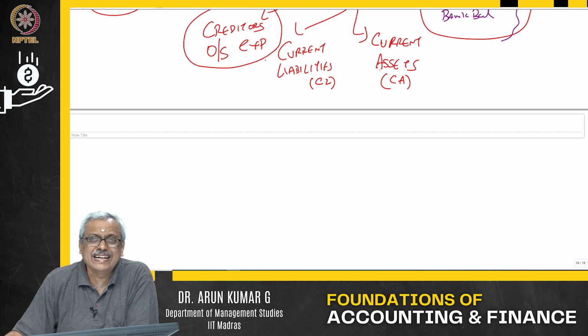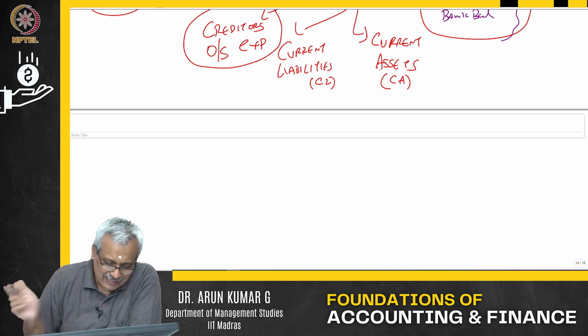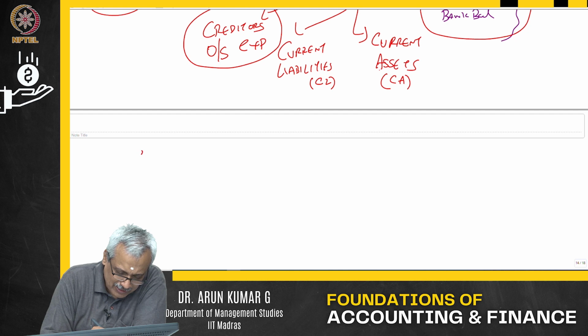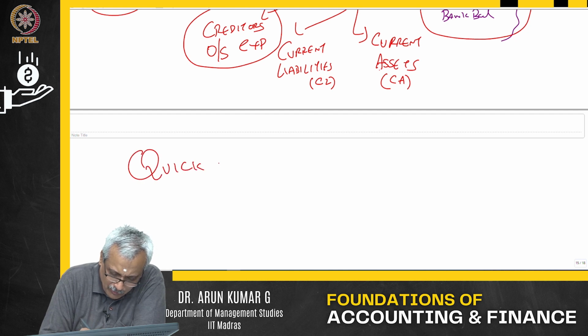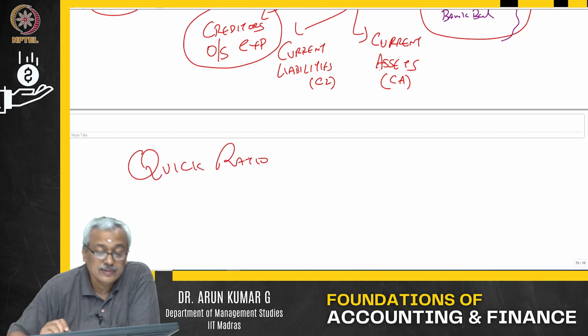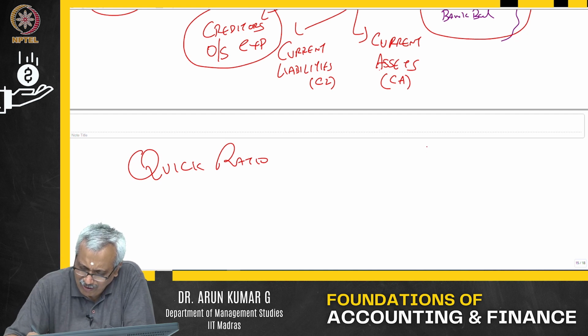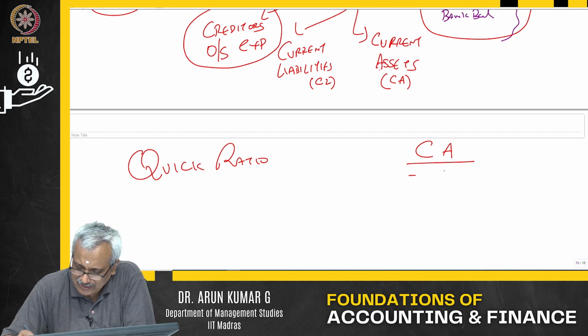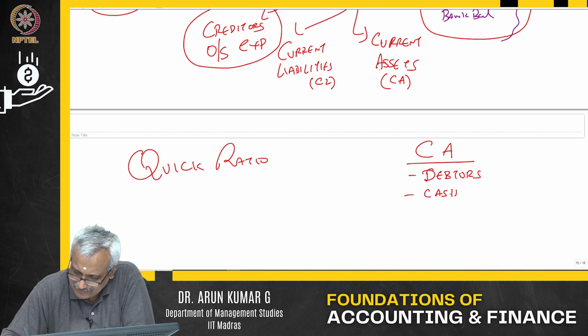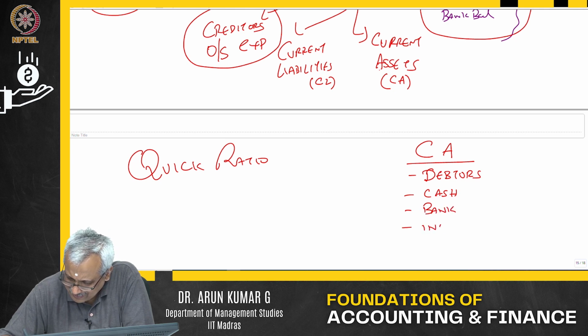Now, to be even tighter or even more precise, the next one they call the quick ratio. Now what is this quick ratio? Among all the current assets, let's list the current assets out. Current assets: debtors, cash, bank, inventory.